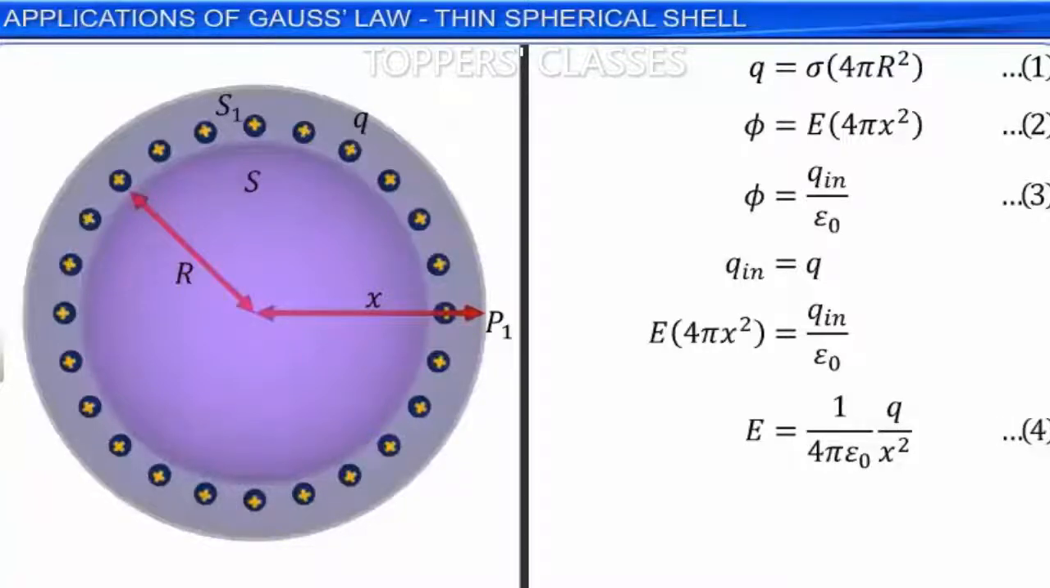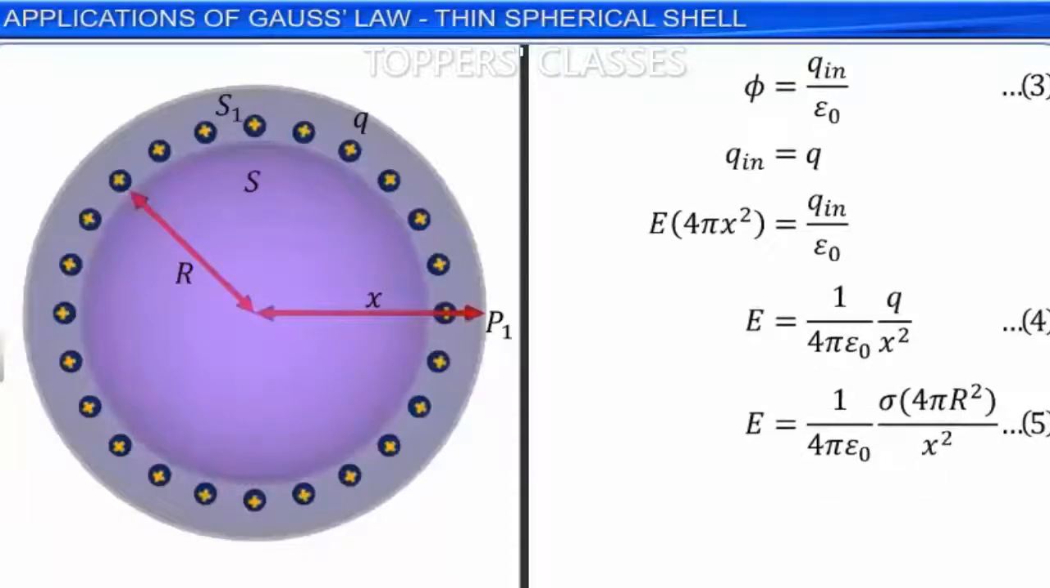Equation 4 gives the electric field strength due to the uniformly charged thin spherical shell at the point P1, which is at a distance x from the spherical shell. By substituting equation 1 in equation 4, we can express the electric field strength E in terms of the surface charge density, sigma, as shown in equation 5.